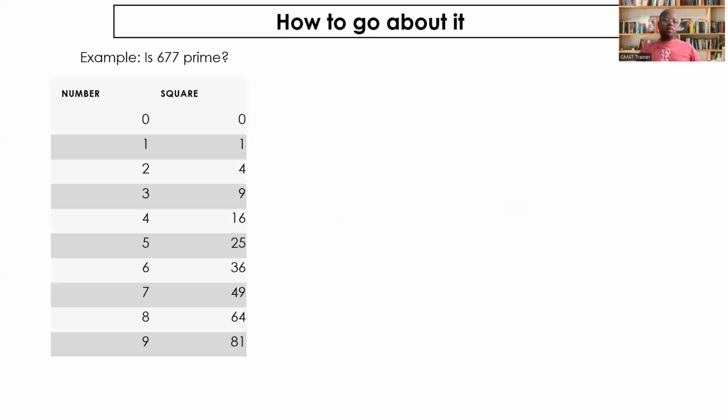For example, let's say we have a number like 677. Is this number prime, yes or no? How will you go about that? For you to determine if it's a prime number, you need to show that it's only divisible by one and the number itself. So you would need to do the divisibility tests of all the numbers that you may be able to find. But that will take you so much time.